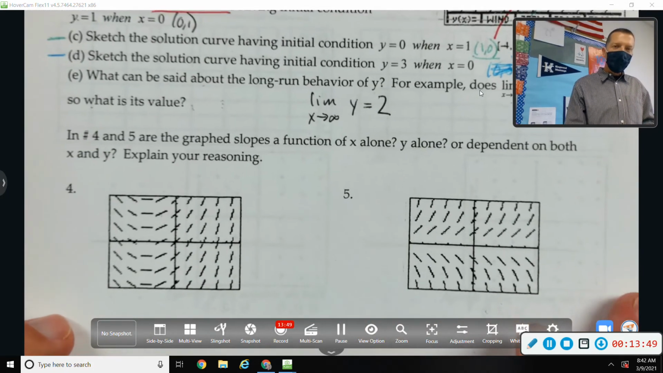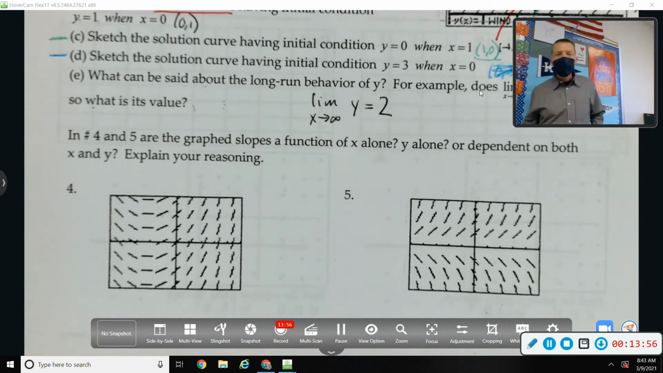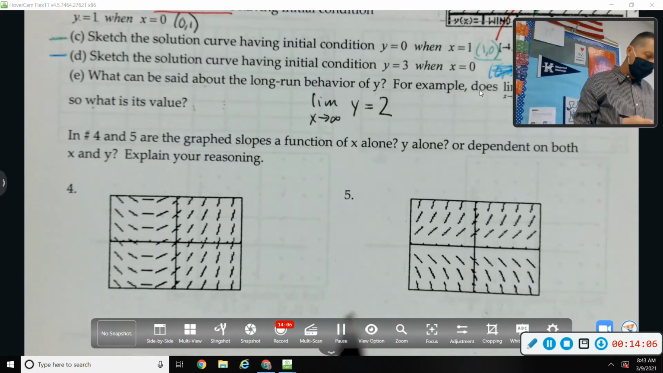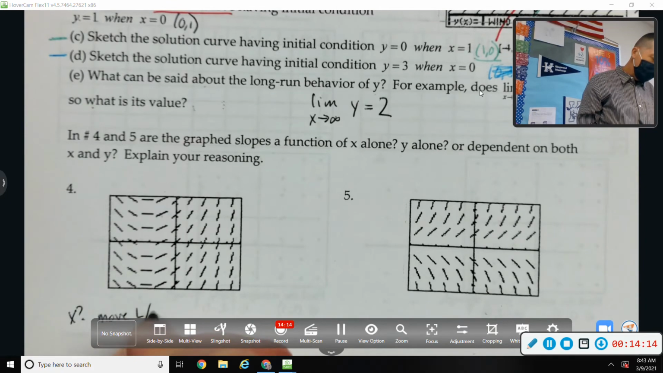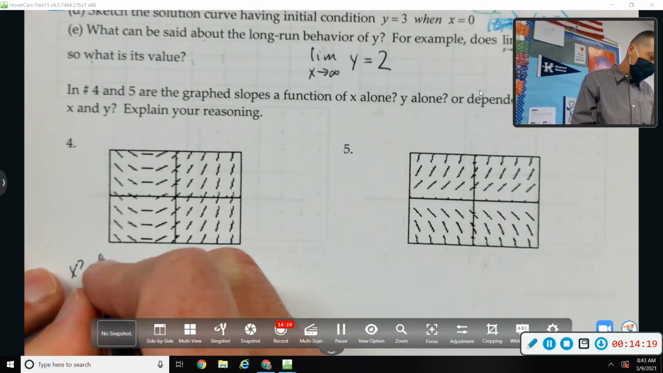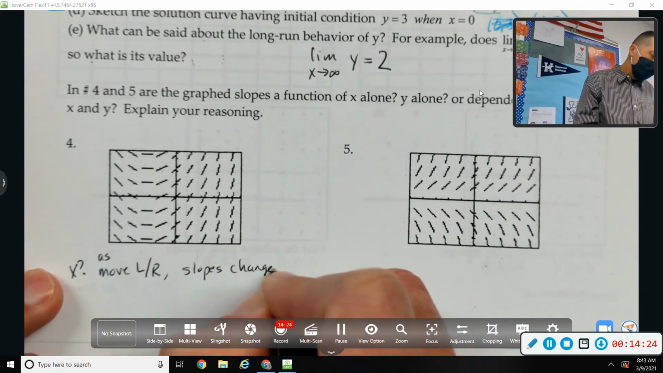4 and 5. Are the graph slopes a function of x alone, y alone, or dependent upon both x and y? So that means, does it depend on x? Does it depend on left and right? Or does it depend on up and down? Or does it depend on both? So looking at number 4, I guess let's check x first. So as I move left and right, do the slopes change? So it depends on x.